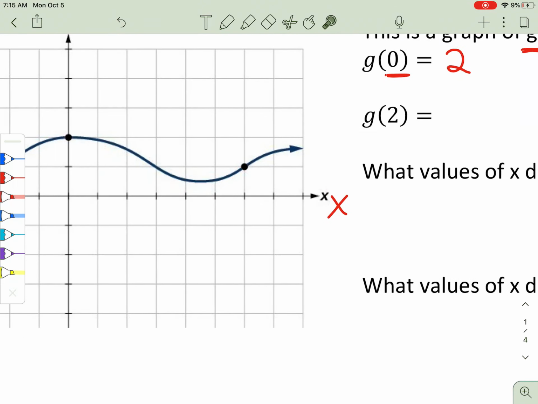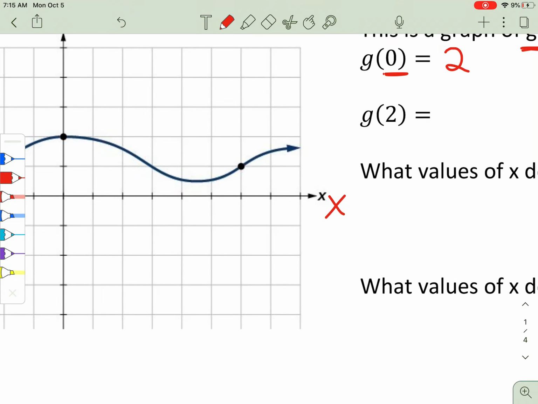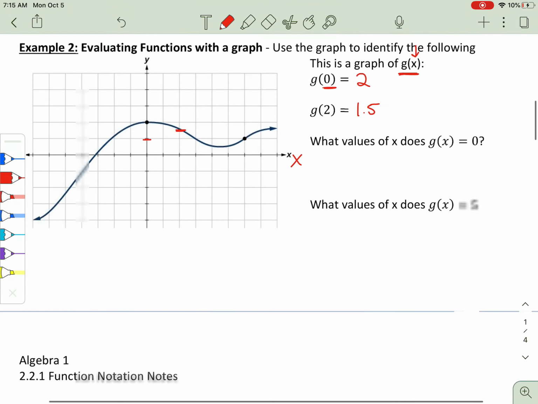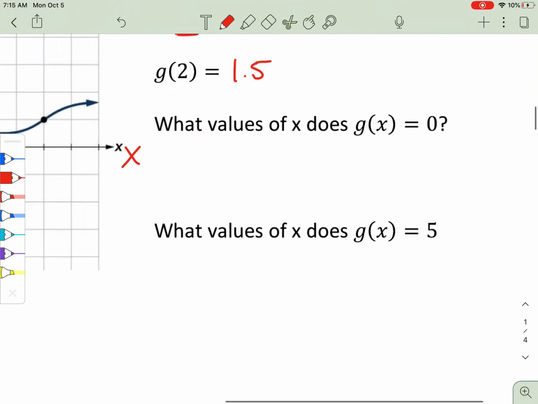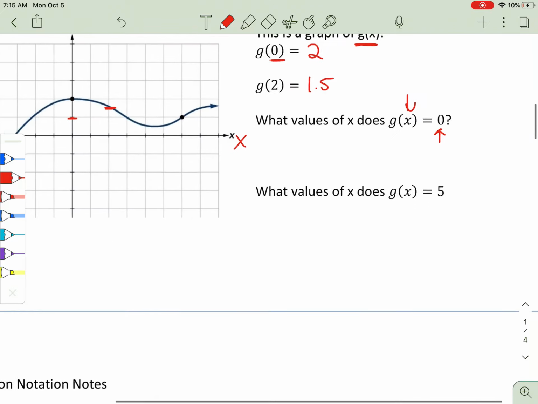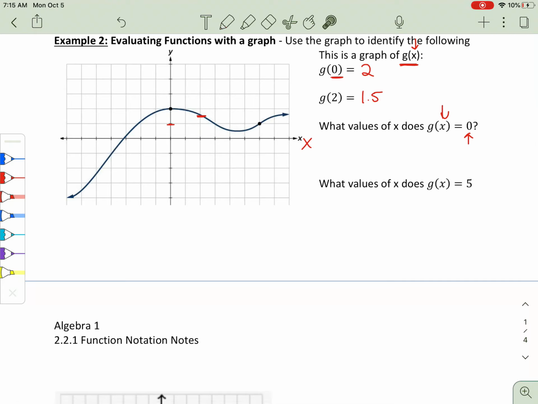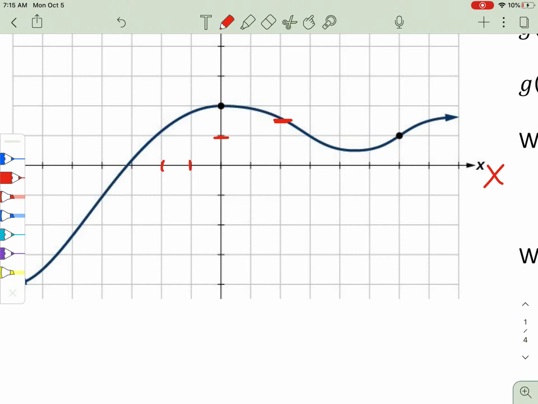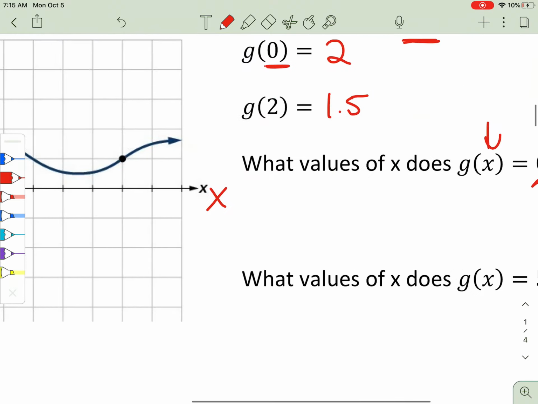What if our input is 2 on the graph? I'm going to go where x is 2, go up to the blue line, and this is about, we'll say 1.5. What value of x does g of x equal 0? Now it wants to know what's the input that produces 0 on the output. If I'm tracing this graph, I need to know when it touches the x-axis, because that's when y is 0. About right there, which is, let's see, 1, 2, 3, a little over 3, so let's say 3.25.